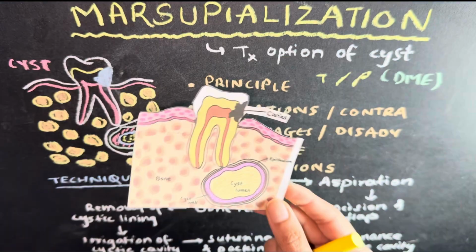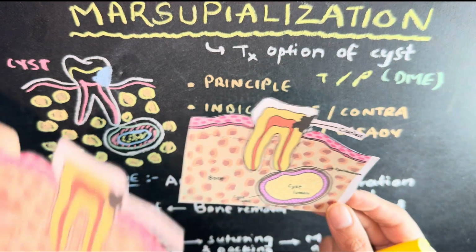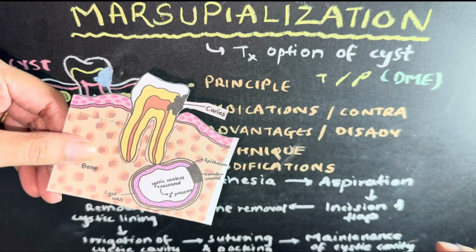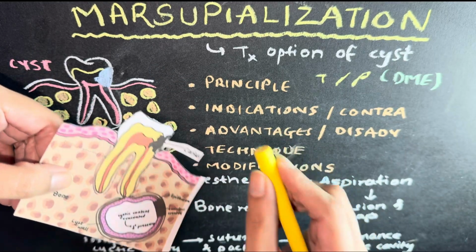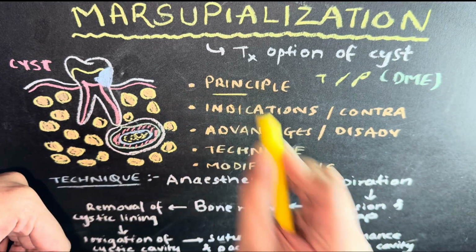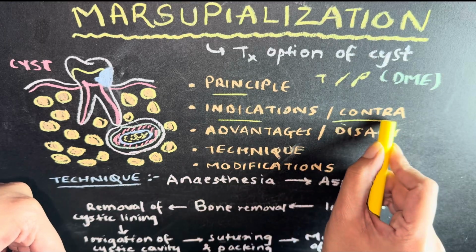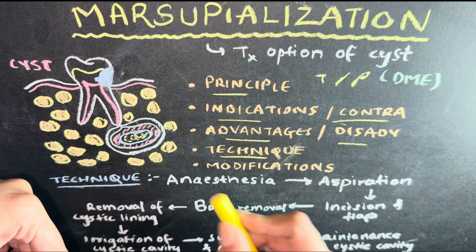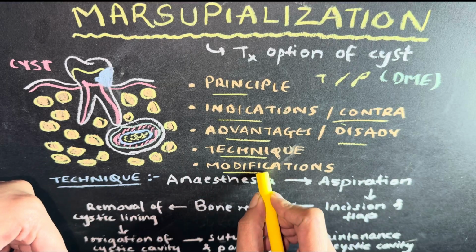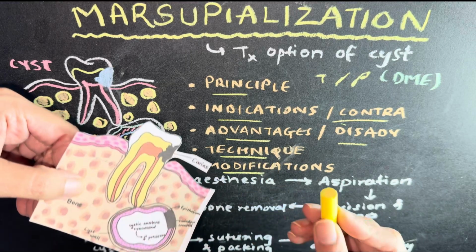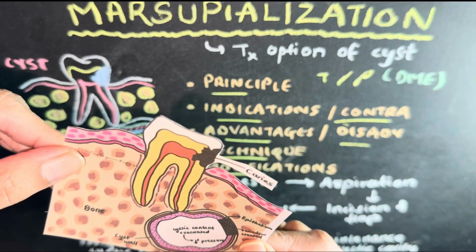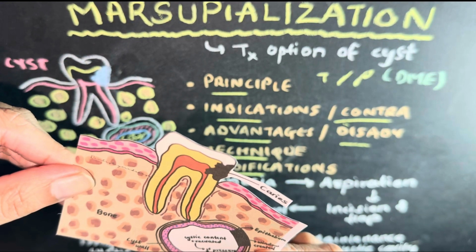orofacial region. Now starting with the main topic, that is the marsupialization, or it is also known as cystotomy. So we are going to cover in this particular video the principle of it, what are the indications and contraindications, the advantages, disadvantages, the technique, like how are you going to do it, and the modification for the main technique which is given.